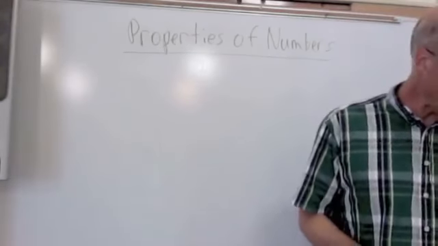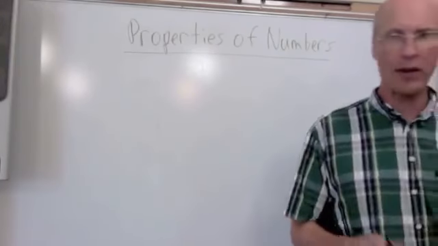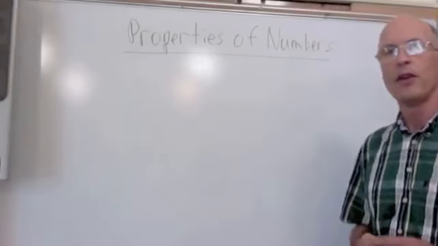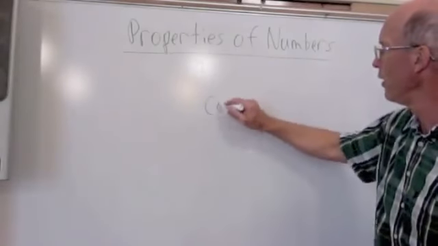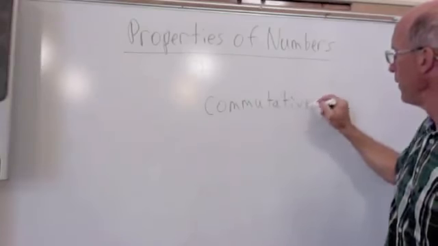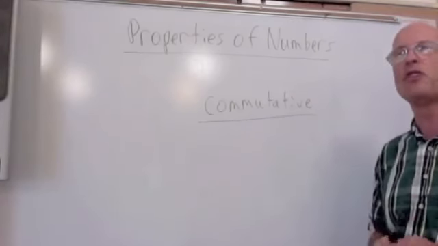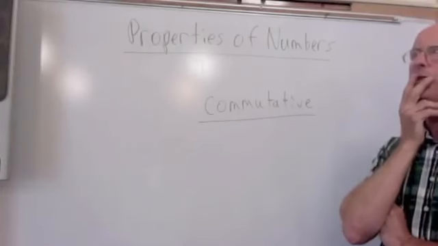Now your book goes on, and there's 2 other properties that are important, and you need to know what they mean. The first one is called the commutative property. And it helps, again, if you maybe think what commuting means. What does commuting mean? Hey, guess what I'm doing? I'm commuting to school.